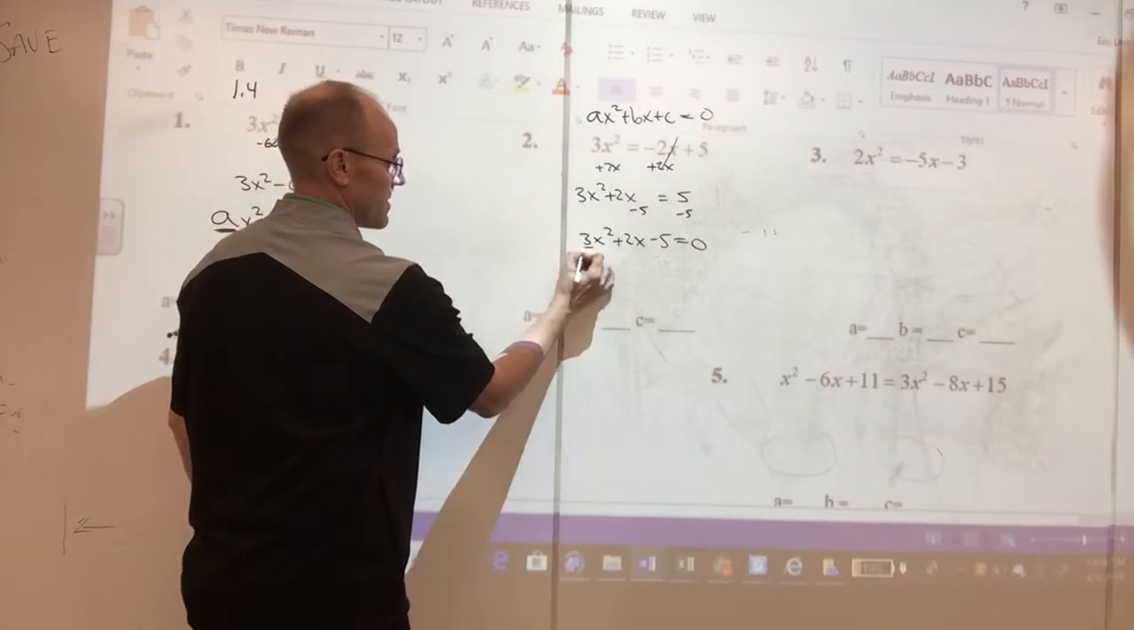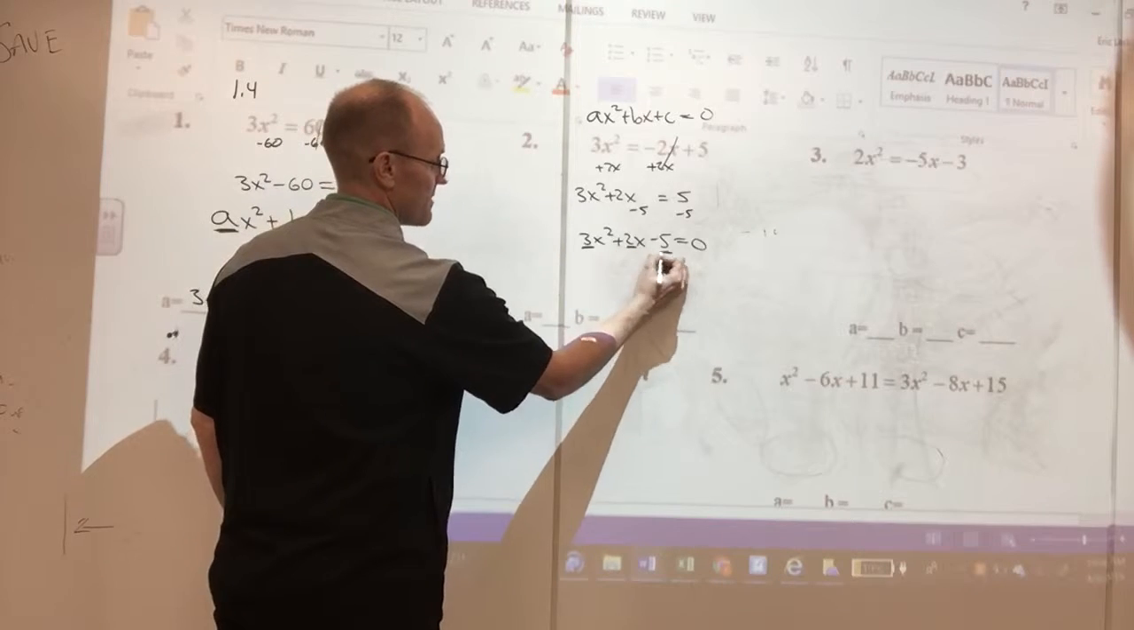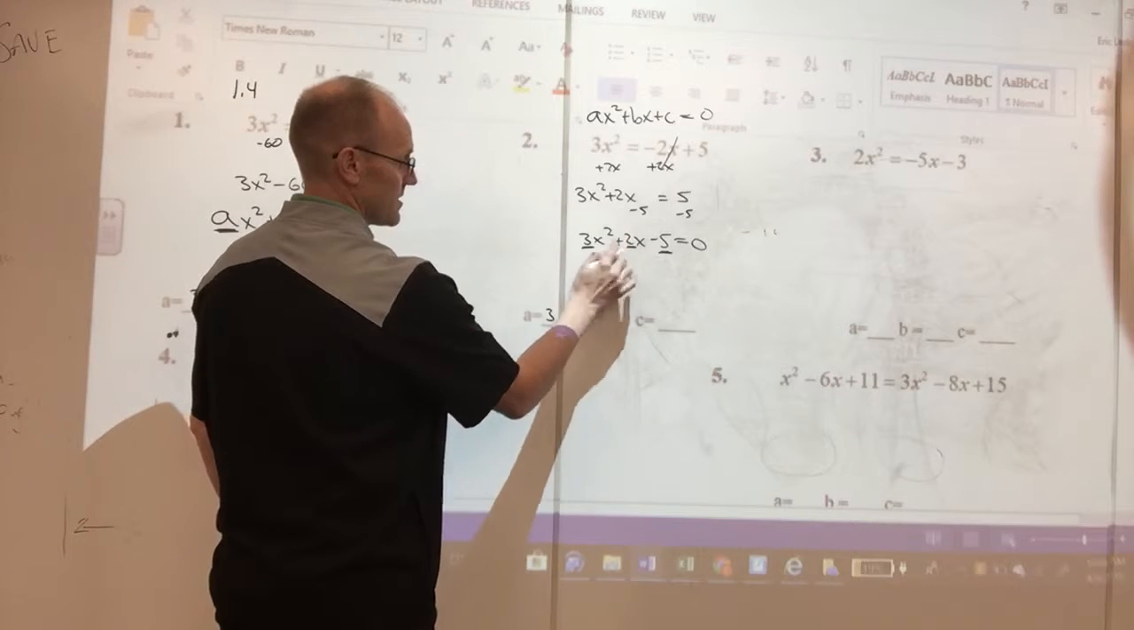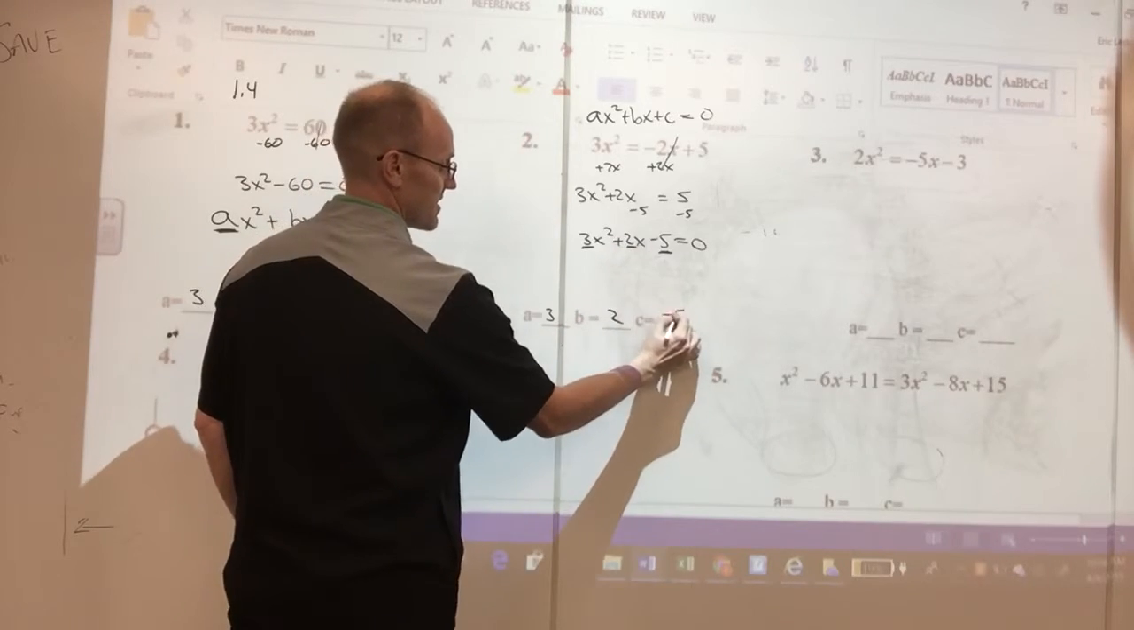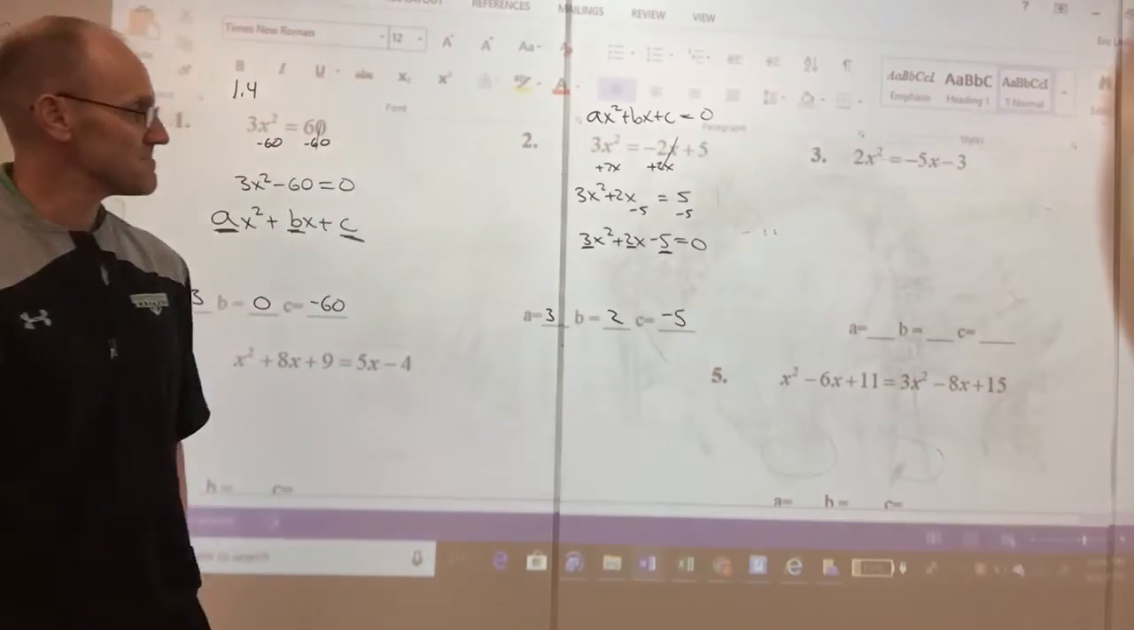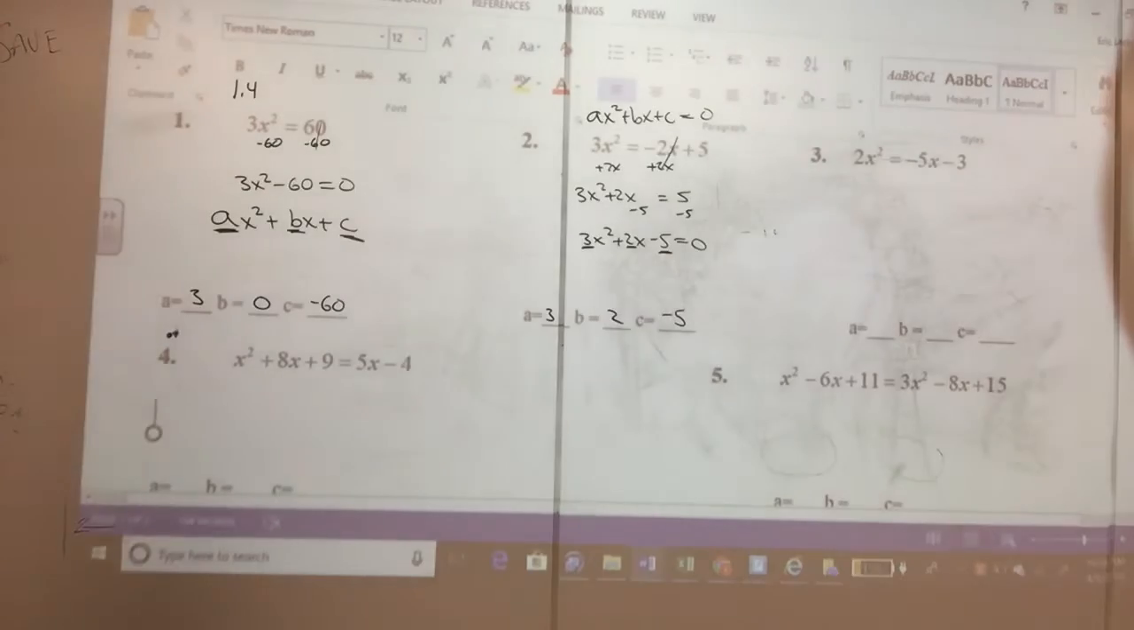Now I've got to identify my a, my b, and my c. So a is 3, this is in front of x squared. My b is 2, and my c would be negative 5. Well, let's move on to number 3 now.